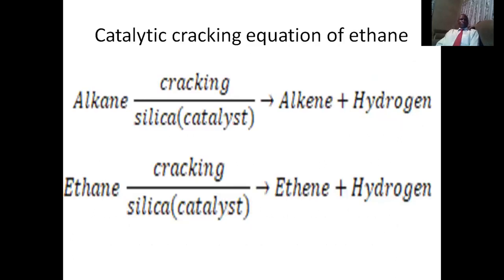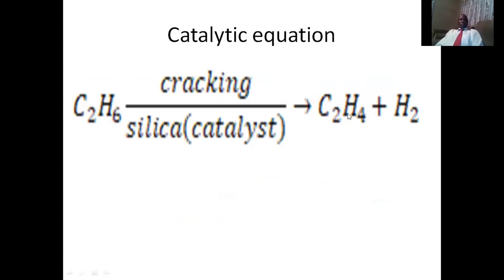If we look at the equation through which ethane is cracked, we have an alkane and it requires a catalyst, say silicon oxide, and the process is cracking, where we break the very large molecules into smaller molecules of an alkene and hydrogen. In this instance, we are looking at the cracking of ethane. So ethane, when it is cracked, requires a catalyst, silicon oxide, and it will produce ethene and hydrogen. And so this is the reaction. The atoms remain the same.